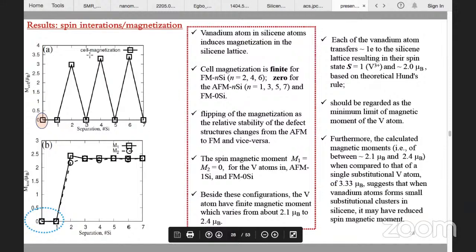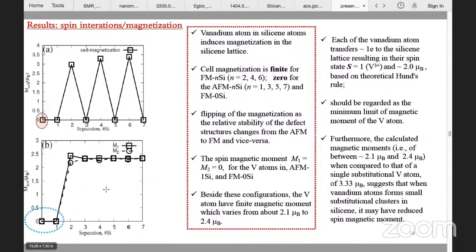Again, we try to look deeper into the magnetization, and what I'm trying to say here is that as soon as you put vanadium in silicon, the supercell will acquire some magnetization, and these are the kind of values that we have here. You have to pay attention to this. When the atoms are very close to each other, the magnetization of the cell is 0, but when they are far from each other, they have a finite value. What I've shown here is for the stable configurations.